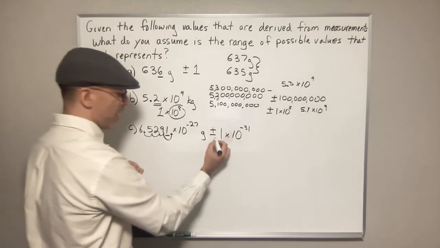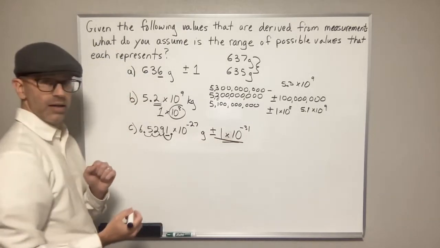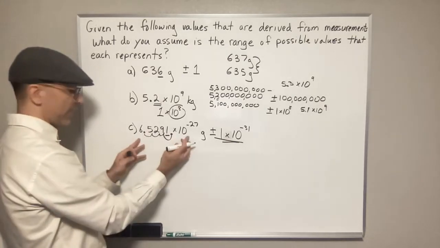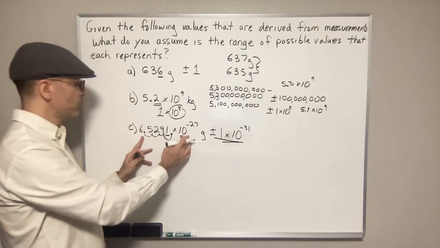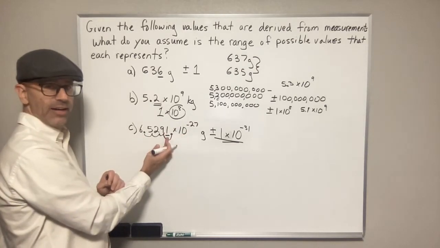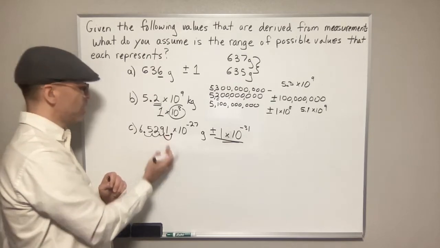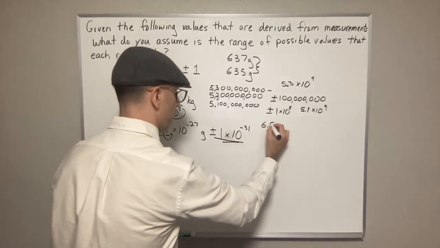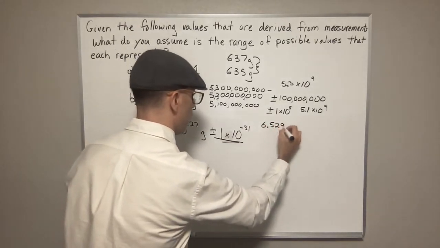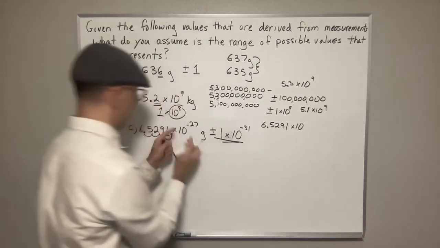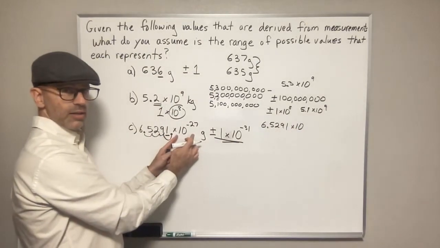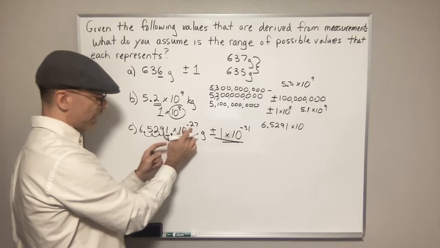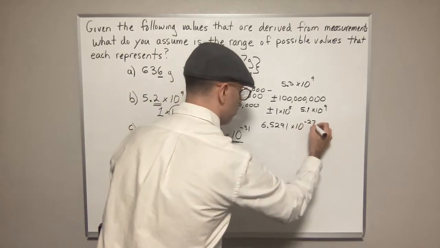So this is my uncertainty. That's my fluctuation. Now, what's the highest and lowest value? Well, I take the original number that they gave me in scientific notation, and all I do is I add or subtract 1 from this digit. So if I add 1, then the highest value would be 6.5291 times 10, and I keep the coefficient. I keep the number the same, the exponent the same. So this is going to be negative 27.